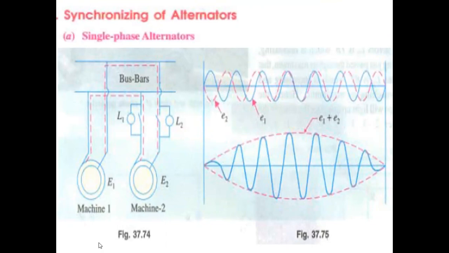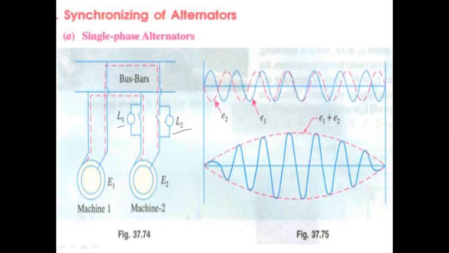Okay, so see here, suppose we are taking only two machines. These two machines have to be synchronized, or put on the bus bar to which machine 1 is already connected. This is connected with the help of two lamps L1 and L2. These are called synchronizing lamps.